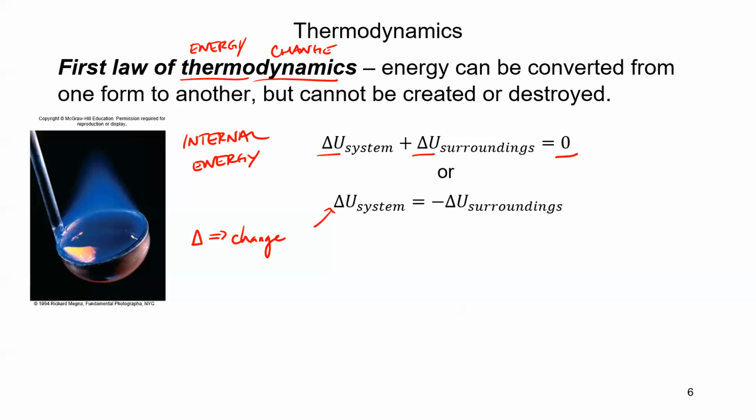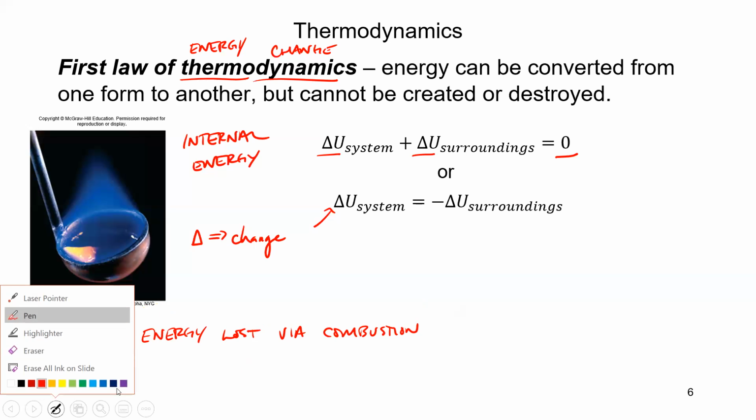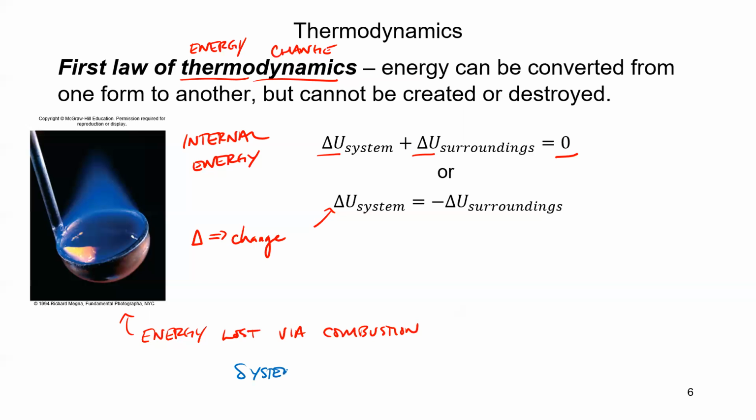So no energy can be made or destroyed. Any energy lost by the system has to be gained by the surroundings, and vice versa. Any energy gained by the system has to be lost by the surroundings. And so in this little diagram here, there's energy that's lost via combustion. Is that the system or the surroundings that's losing energy? System. That's right, system. And so the surroundings must gain exactly the same amount of energy.